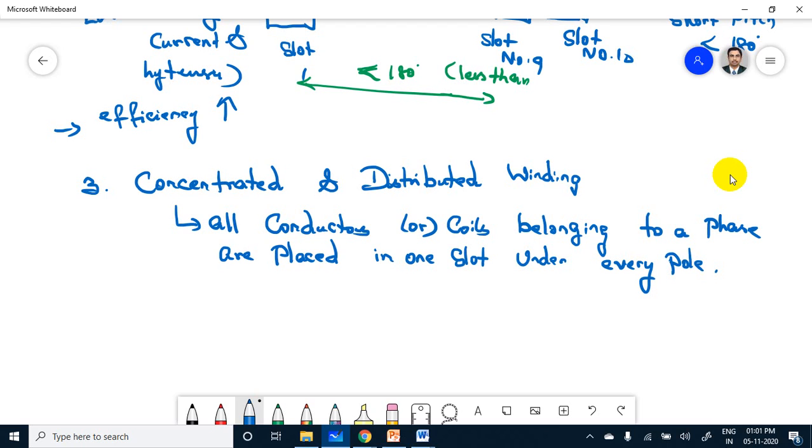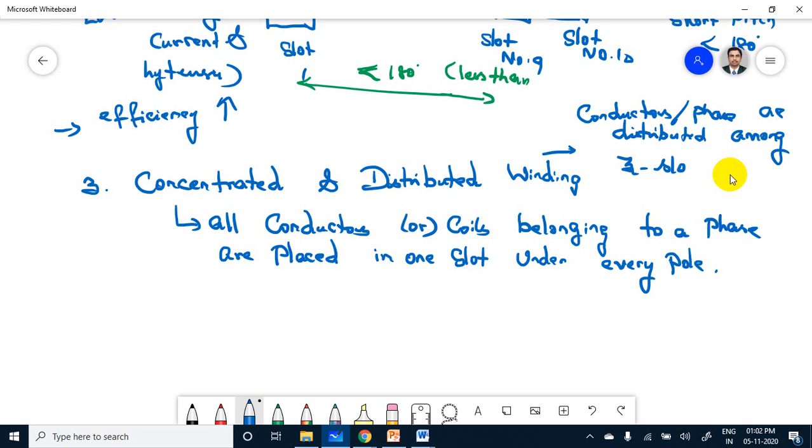Distributed winding is nothing but the conductors per phase are distributed among 3 slots per phase for every pole. That is distributed winding. Okay.